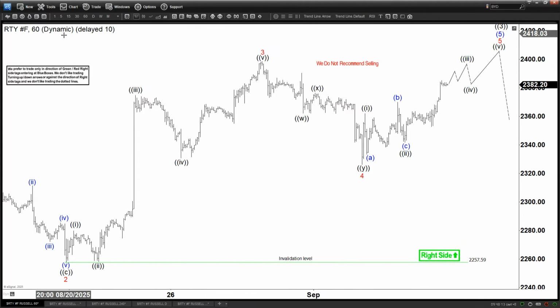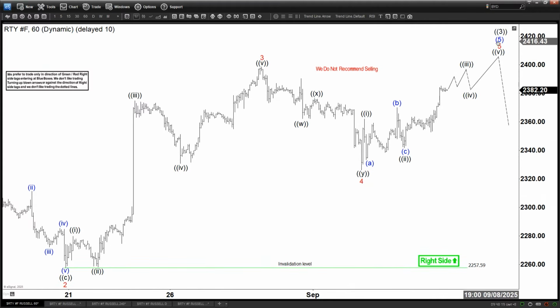In the case of the Russell, it is going to be ending with 5, and then that should also end with 5 in blue and with 3 in black. So it will be a 3 in a bigger sort of cycle, right? With 3 in the bigger cycle.